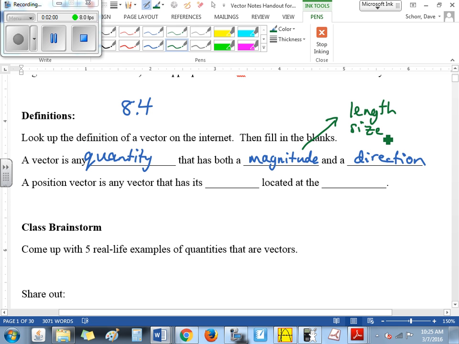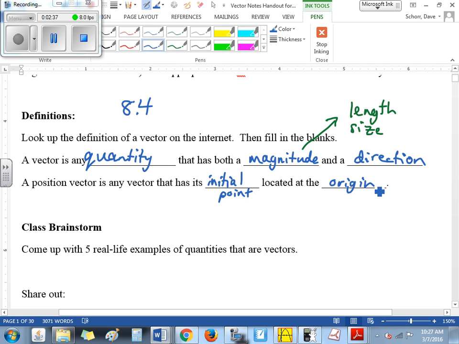Okay. Now do me another favor. Look up the word position vector. Position vector. You might get multiple definitions on this. Okay? So you're trying to get the definition that matches my sentence here, please. A position vector is any vector that has its what located at the what. A position vector turns out to be what? Any vector that has its... Did you guys find it? Anyone find it? Initial point located at the, you could probably guess this word, origin, right?